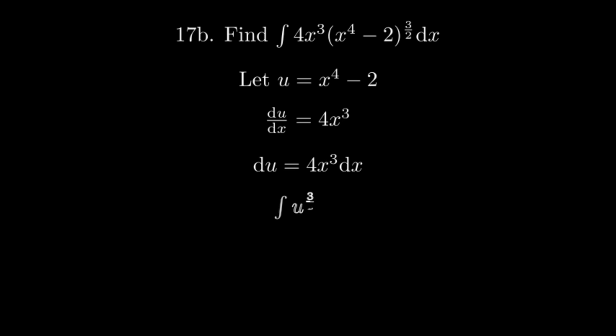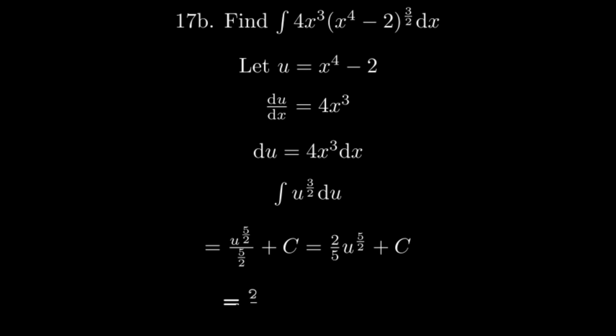Now we can substitute u and du into our integral. Using the power rule for integration, we add 1 to the exponent and divide by the new exponent. Finally, we substitute back x to the 4th minus 2 for u.